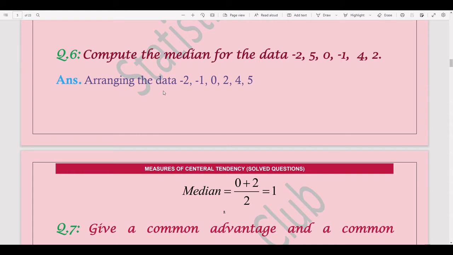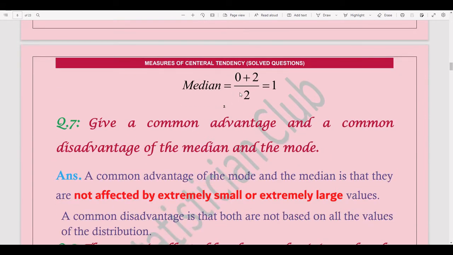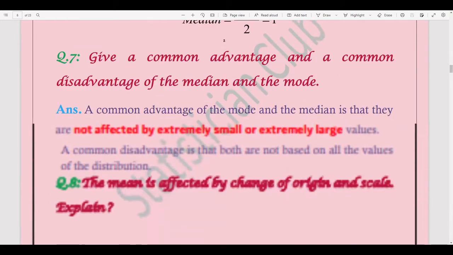When data is ungrouped and your number of observations is even, then the median formula is to add the two middle values and divide by 2. So the 2 middle values are the third and fourth position values, which are 0 and 2. So 0 plus 2 divided by 2 is equal to 1. So 1 is the median for this data set.